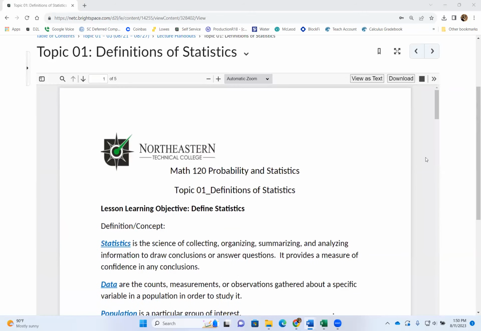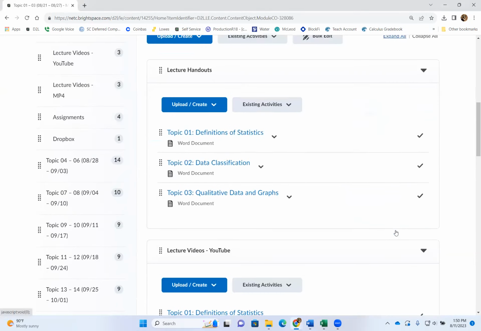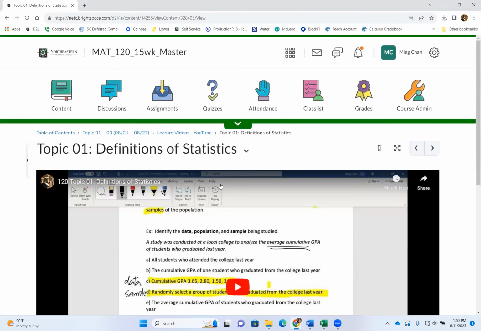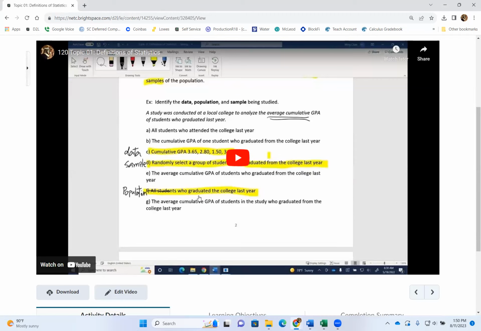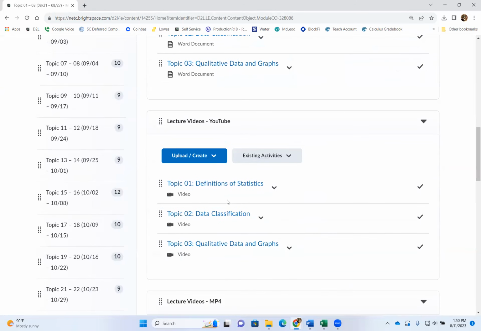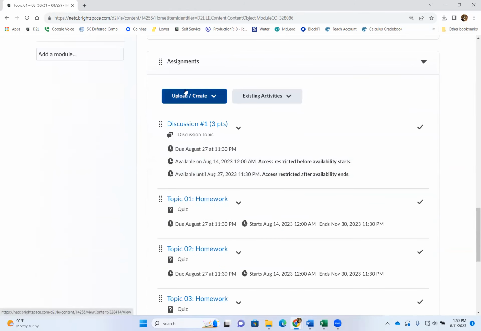So once you print the lecture handouts or copy them down, then you will use the lecture handout to watch the lecture videos and take notes on the handout that you printed or copied down. The lecture handout is actually an empty handout. So as I'm going over problems and concepts in the lecture video, you can write them down on your lecture handout. That's how you take notes. Once you finish printing or copying down the lecture handouts, and use the handout to watch the lecture videos and take notes, then you will come down to assignments and you can complete your homework.